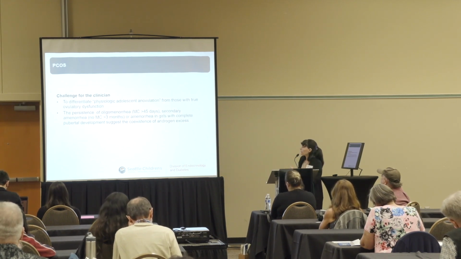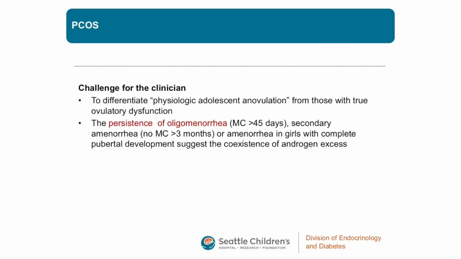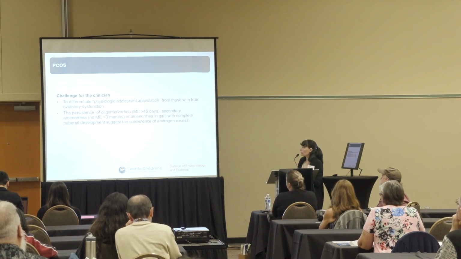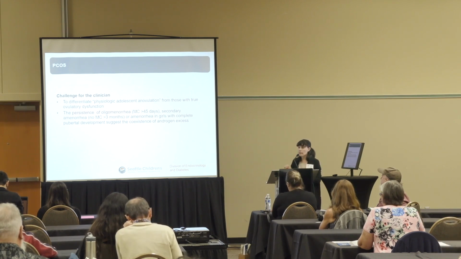Next slide. So the challenge for us is how do I differentiate physiologic adolescent anovulation from those with an ovulatory dysfunction? Well, the key is in the persistence, as we talk about, the persistence of the androgen elevation, persistence of oligomenorrhea. So that is kind of the key. So the key is that these patients need to be followed. You don't need to make the diagnosis today.